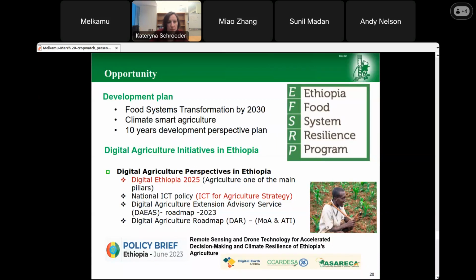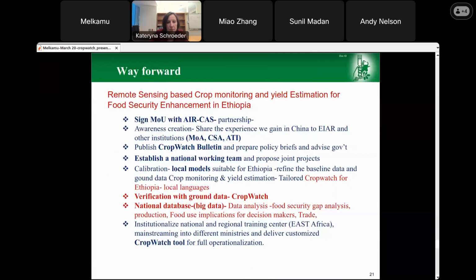National ICT policy is also under development. Digital agriculture extension advisory service is also on the way. These are all considered opportunities as the way forward in remote sensing based crop monitoring and yield estimation for food security. We are signing a memorandum of understanding with AirCast, and the partnership. And there is also awareness creation, and the experience we gained in China to develop our skills.